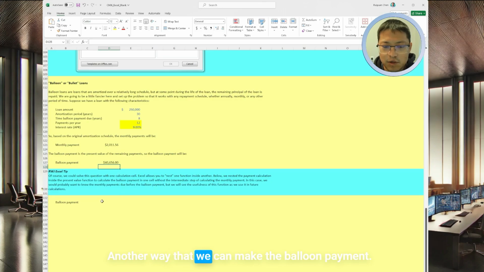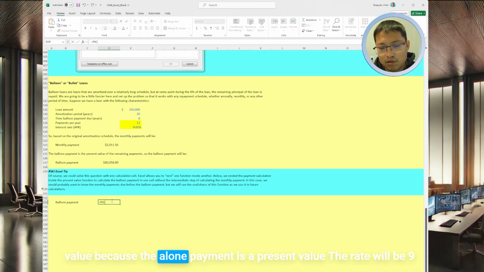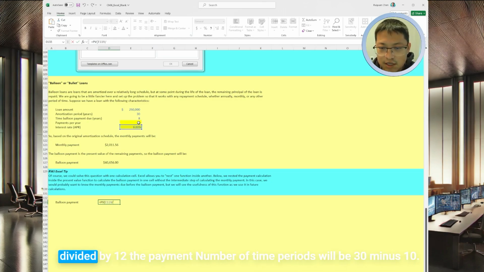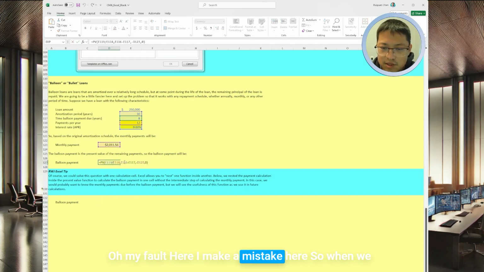Another way that we can calculate the balloon payment, rather than making a two-step calculation, is to nest one function inside another, right? So we can calculate the present value because the balloon payment is a present value. The rate will be divided by 12. The number of time periods will be 30 minus 10. Oh, my fault. Here, I made a mistake here.